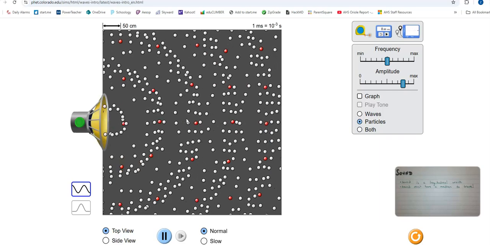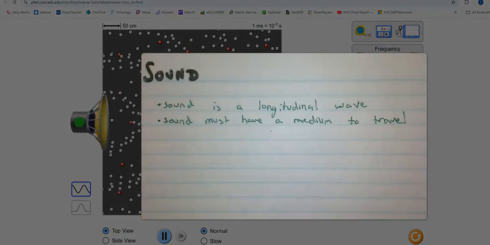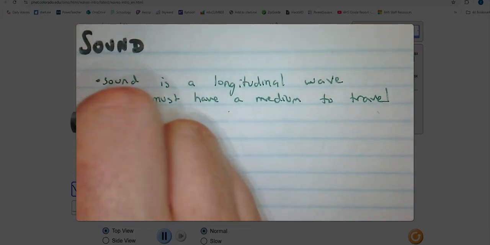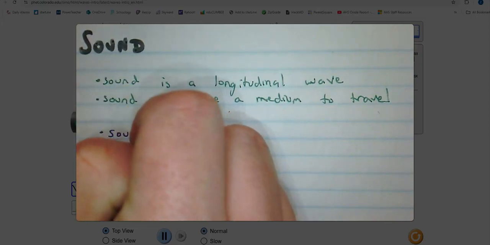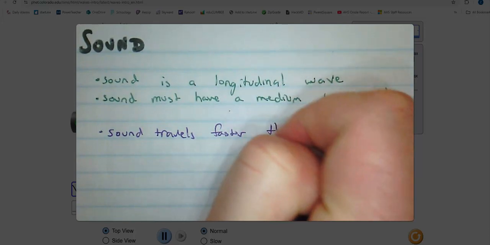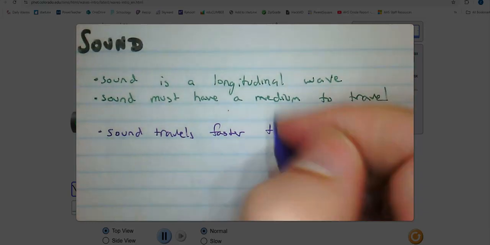This was the station one you did. There was some reading you did out of the book. And some things that you should have noticed in the book is that sound can travel through solids, liquids, and gases. And sound travels faster through liquids and solids than it does through air, which is a gas.